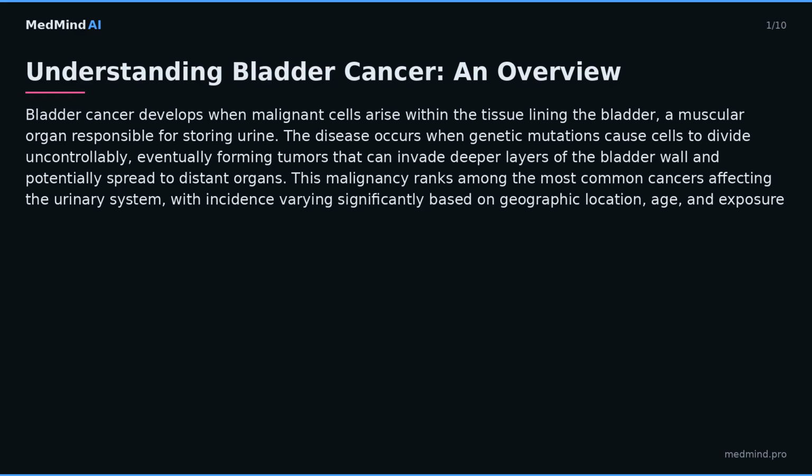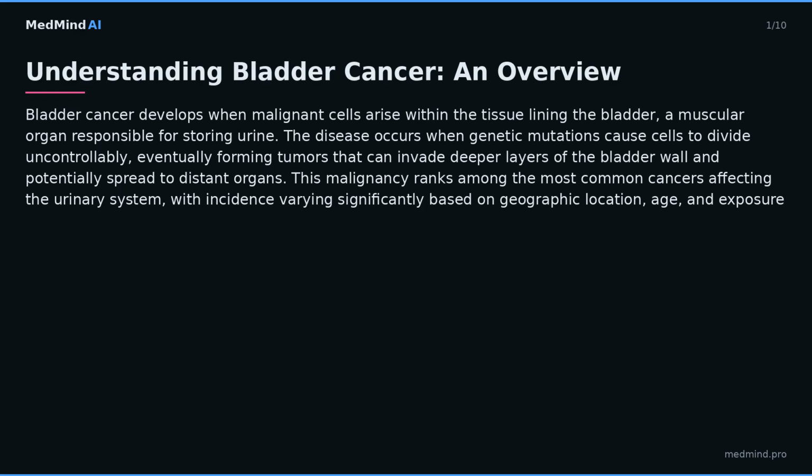Understanding bladder cancer, an overview. Bladder cancer develops when malignant cells arise within the tissue lining the bladder, a muscular organ responsible for storing urine. The disease occurs when genetic mutations cause cells to divide uncontrollably, eventually forming tumors that can invade deeper layers of the bladder wall and potentially spread to distant organs.